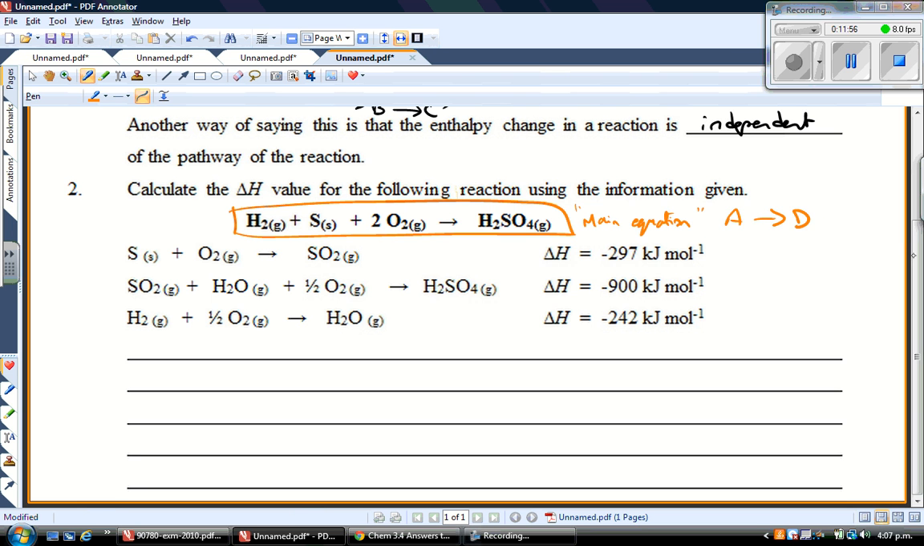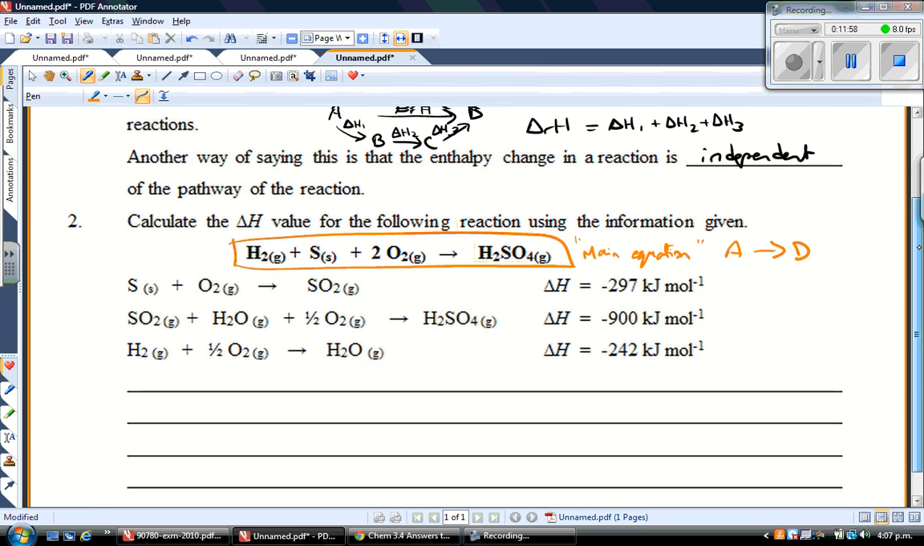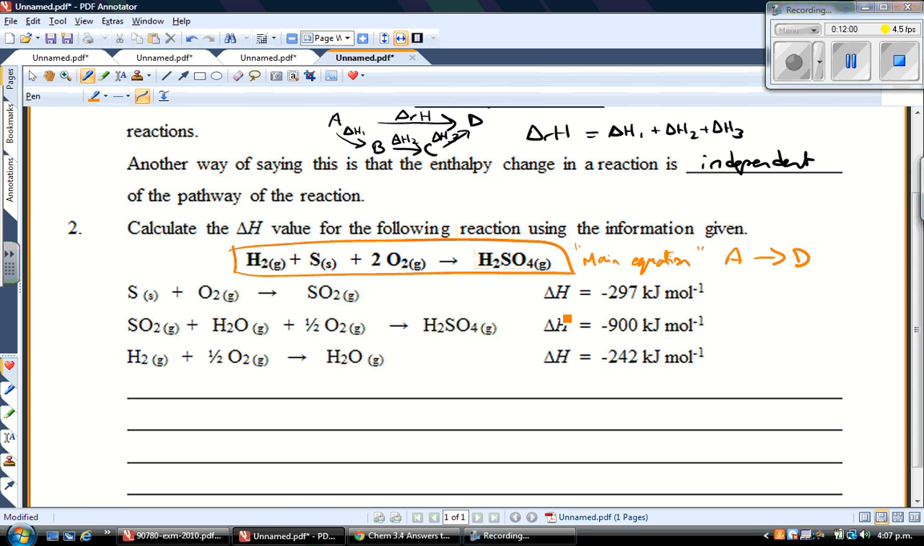But unfortunately, we don't have the enthalpy for the reaction from A to D, but we've been given the enthalpies for individual steps. So this here could be A to B, this would be B to C, and this would be C to D. And Hess's law says that if we can add up these three individual enthalpy values for the three reactions that get you to the final product, then you should be able to get the enthalpy for the reaction from A to D. So that's what we're doing here.